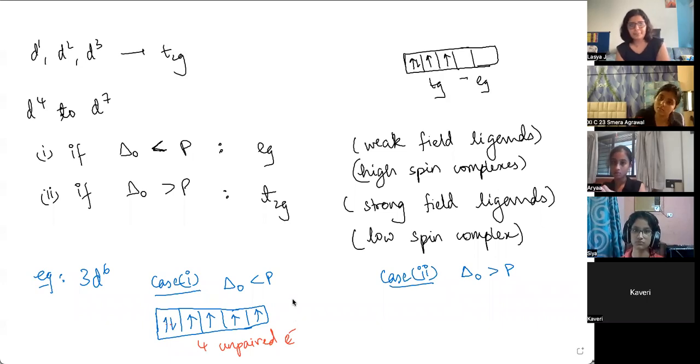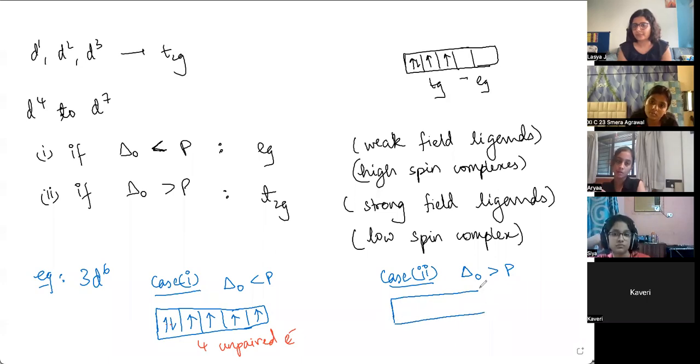It doesn't imply that. Because I minus has a weak field, delta naught happens to be less than P, which is why the electrons get filled in this way. But pairing energy is the energy required to pair two electrons in a particular orbital, right? So how is that related to the approaching ligand? No, the approaching ligand will decide delta naught. Pairing energy is for the particular metal atom.